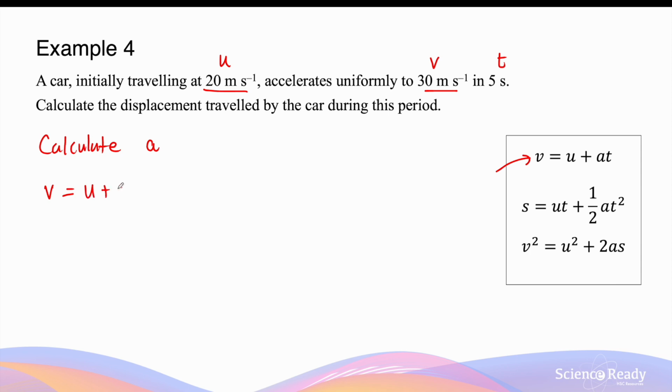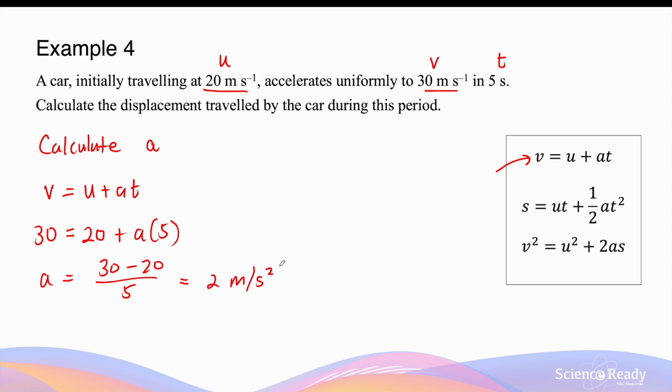v equals u plus at. The final velocity is 30 meters per second, the initial is 20 meters per second, plus a times the time during the interval. So a is equal to 30 minus 20, divided by 5, and this is 2 meters per second squared. So this is my acceleration. Now that I have the acceleration, I can use either the second or the third equation to work out my displacement. So let's use the second equation because the displacement is already the subject of my equation.